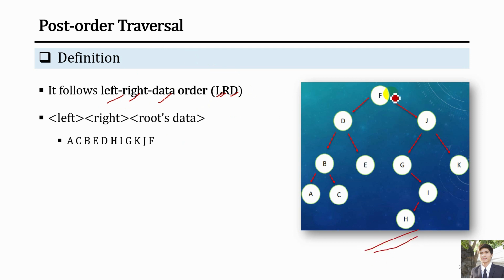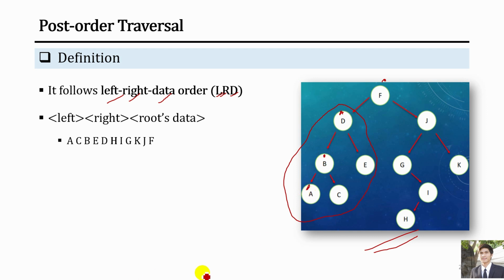So if we focus on this tree, we see that the root is F, right? Based on our rule, we go left subtree, right subtree, and then our data on the root. So it means that we must recurse left. When we are now here, we are reaching this node, which is D. D is still the root of the subtree, right? So we still go left. Left here is B, and then left here is A.